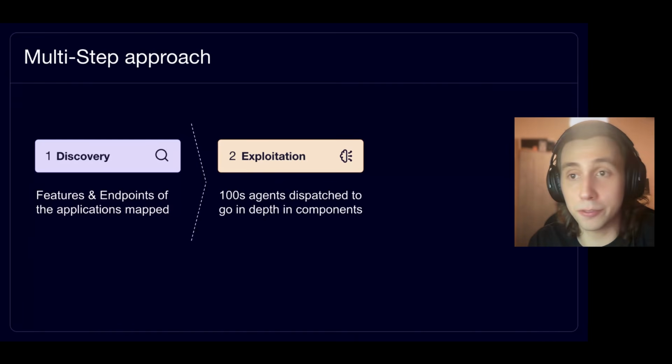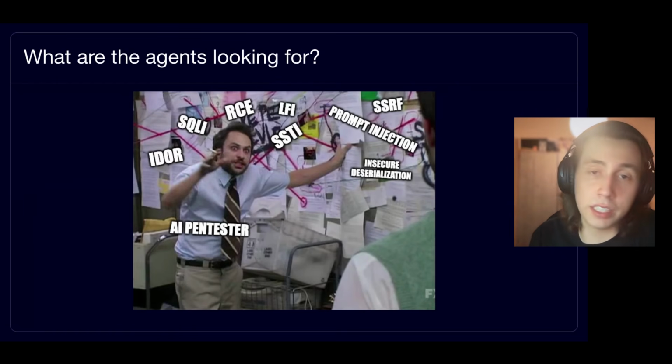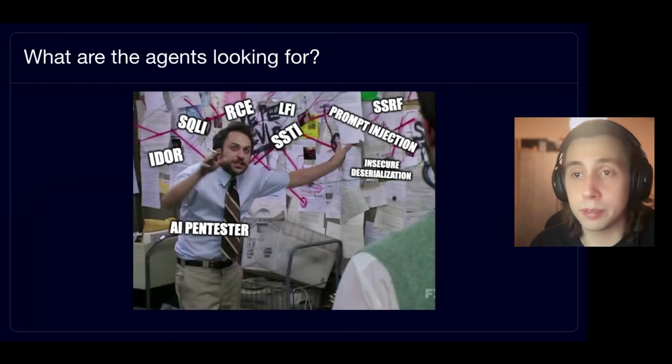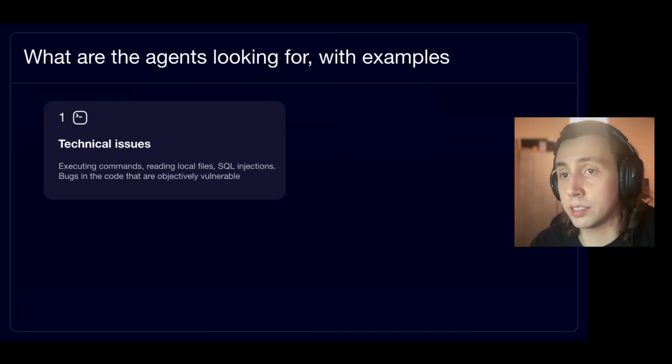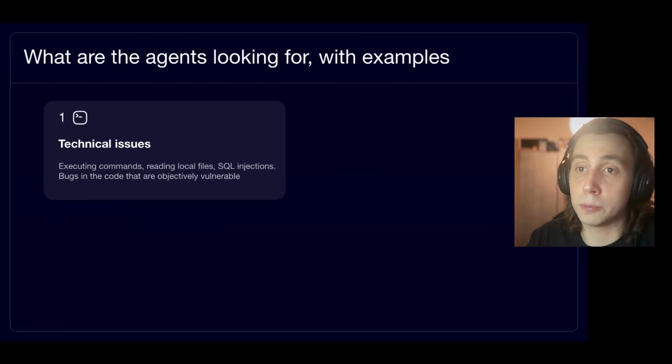So yeah, the next step, the exploitation part. You might be wondering, okay, what are the agents looking for? There are so many issue types that they can find, SQL injection, RCE, all of those, and how do you have them find those, right? Well, you can actually separate them into different types of issues. You have the technical issues. Those are the ones we mentioned where the DAST already performs pretty well.